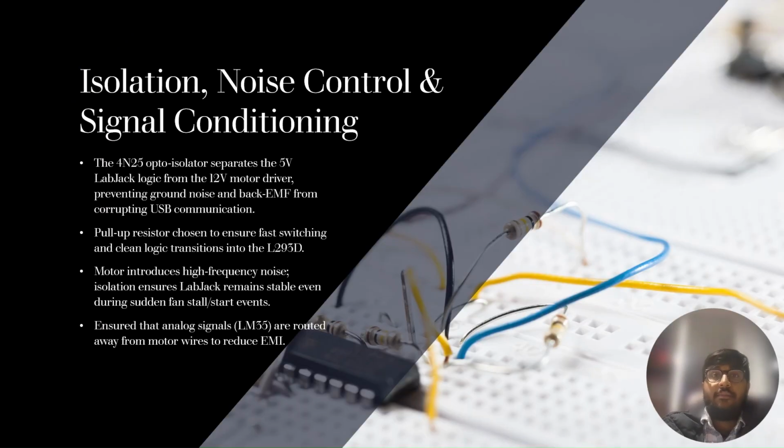Our design focuses heavily on electrical isolation. The 4N25 opto-isolator ensures the LabJack stays completely protected from any EMF, noise, or spike generated by the fan motor. This is important because USB devices can reset or disconnect if noise enters the ground lines. We selected resistor values to achieve clean switching into the L293D. We also kept the LM35 analog wiring separate from motor wires to avoid interference.